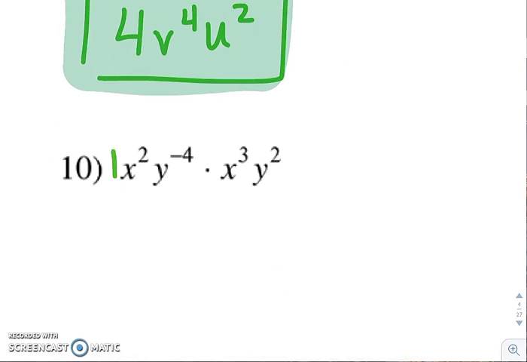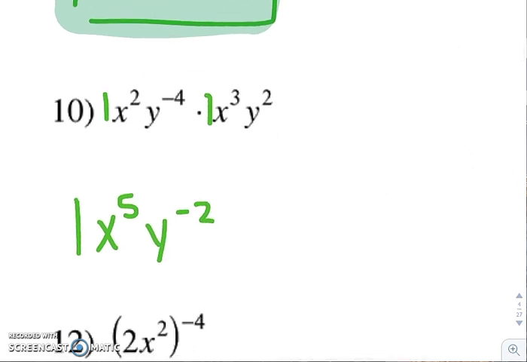Okay, 1 times 1. Multiply those coefficients out in the front. X squared, x to the 3rd will be x to the 5th. Y to the negative 4th times y squared, negative 4 plus 2 is negative 2. So we've got an answer with a negative exponent in it. We cannot have a negative power in our final answer.